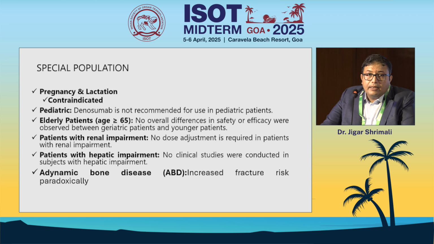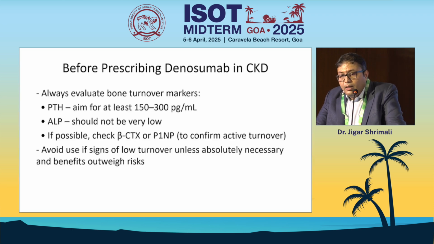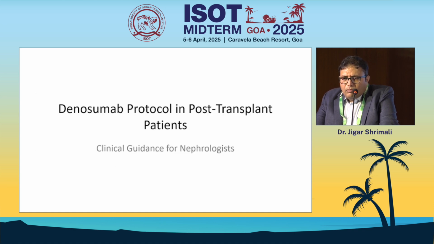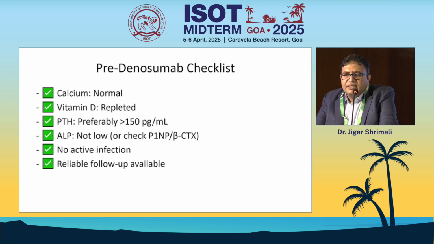So, before starting it, we need to review the PTH value and it should not be less than 150. So, this is the level, PTH 150 to 300, ALP should not be very low, and if possible, we can check beta CTX and P1NP to confirm the active turnover. Now, let's have some protocols that we can follow. This is the checklist as we discussed: calcium, vitamin D, PTH should be more than 150, ALP not low, no active infection should be there, and importantly, reliable follow-up is important.